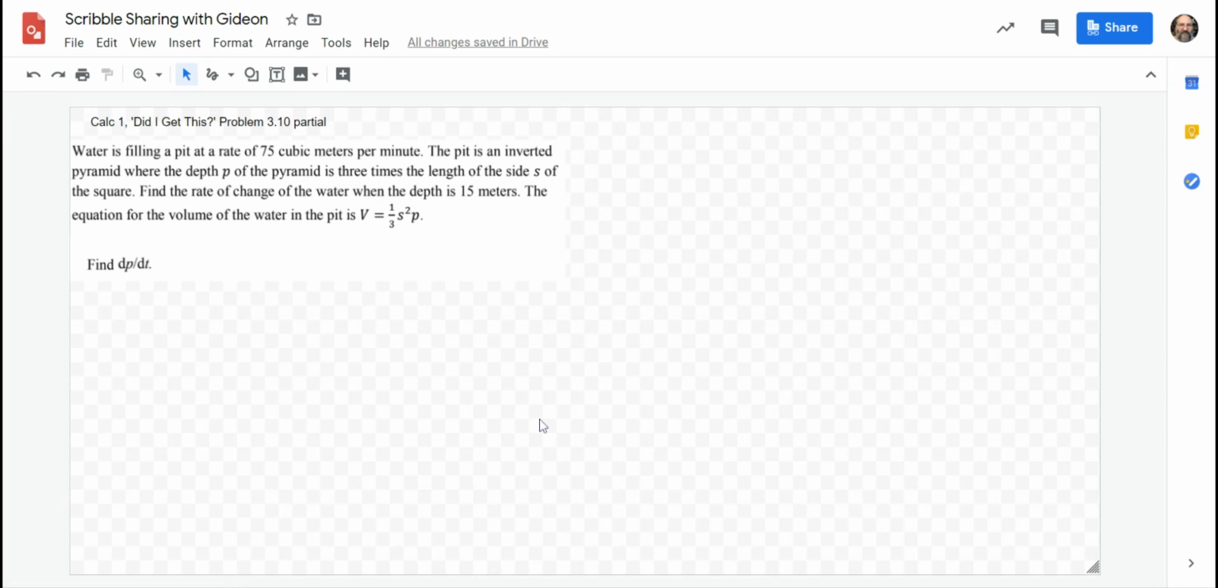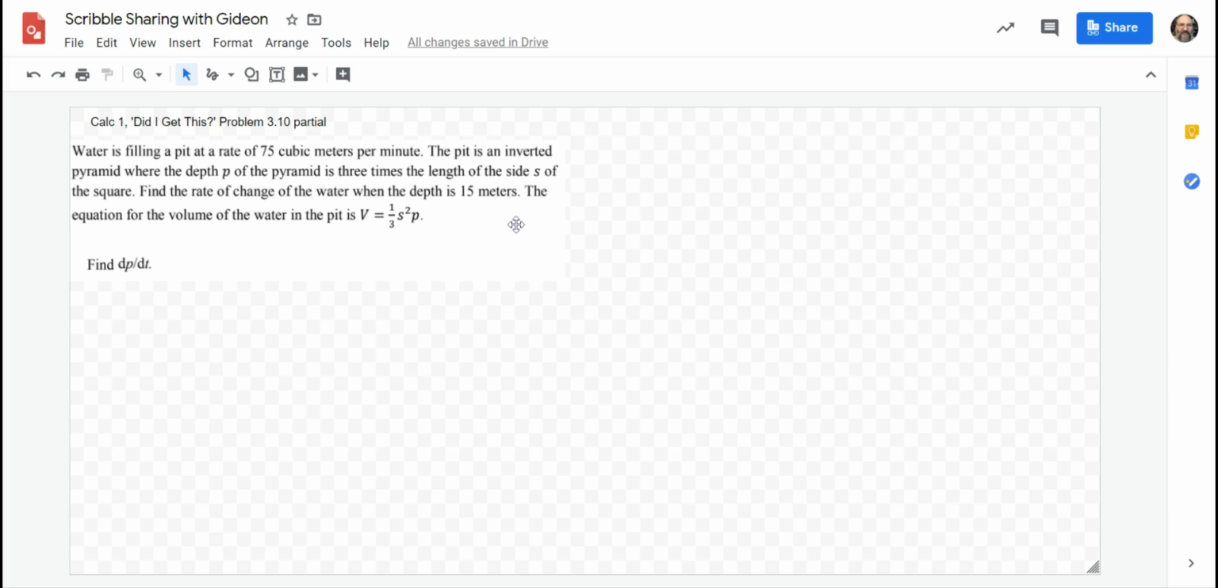This is a partial approach to the Calculus 1 problem for section 3.10, related rates. I think it's broken into three to five parts on the exam, where they give you the result of the previous part before they ask the next question, so you can earn partial credit.